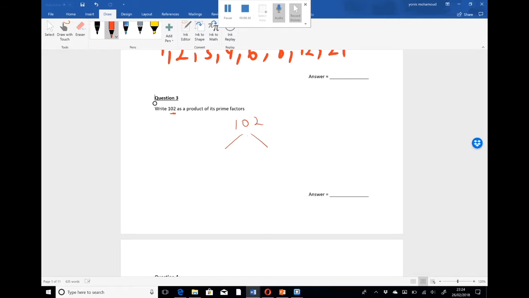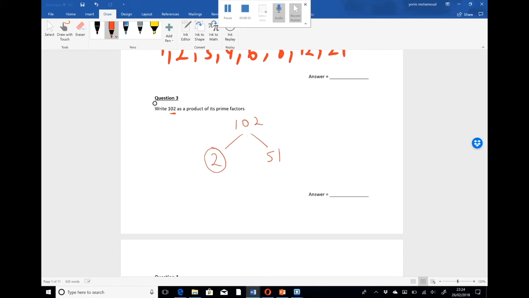In this factor tree, I'm going to think of two numbers that multiply together to give me 102. I can think of 2 and 51. Now I'm going to have a look at 2 and 51 and think, are these numbers prime numbers? Well, I know that 2 is a prime number, so I'll circle it and I won't do anything further to it.